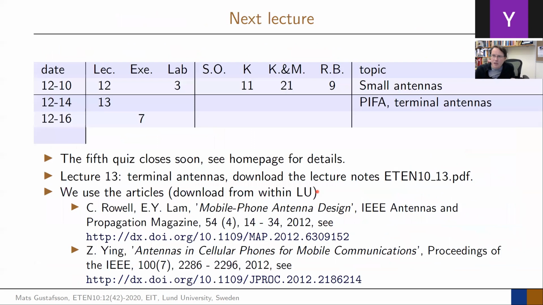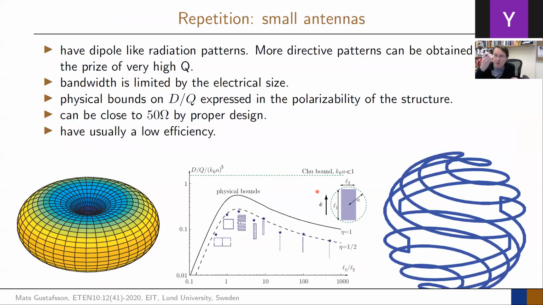So if we look at these cases and some repetition, time is running out, we can see that these small structures have some dipole radiation patterns. And if we would like to increase it, we have to pay a price, and that is that Q goes even higher. So bandwidth is always limited by the electrical size. So what is the size of your structure in terms of wavelengths? If you shrink it, you pay a price. It can be shown that this D over Q is related to, in some ways, how you can separate charge. We mentioned it once before.